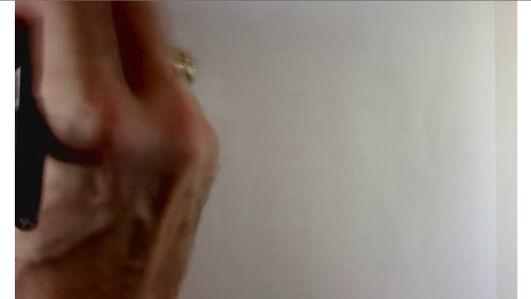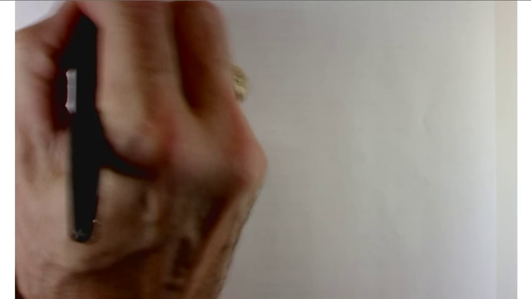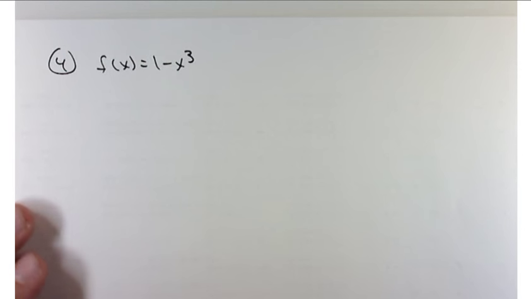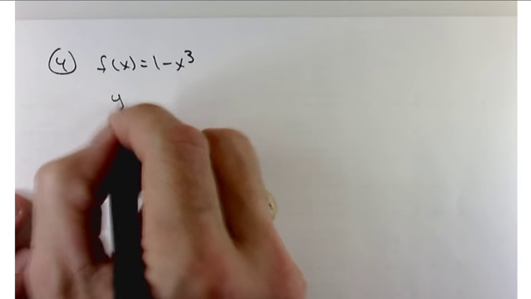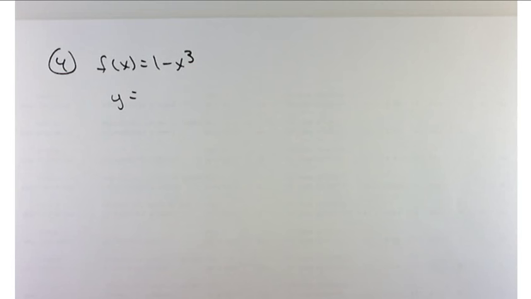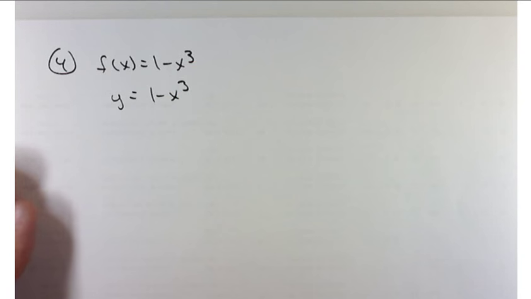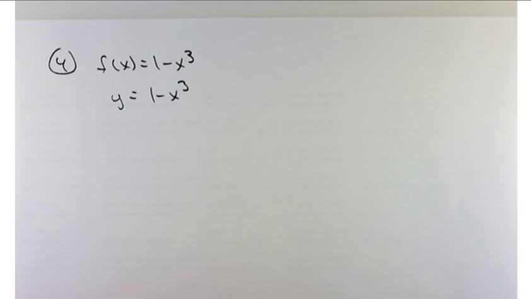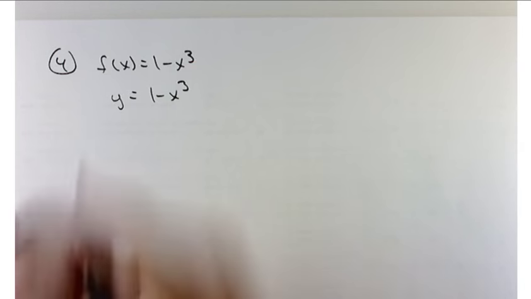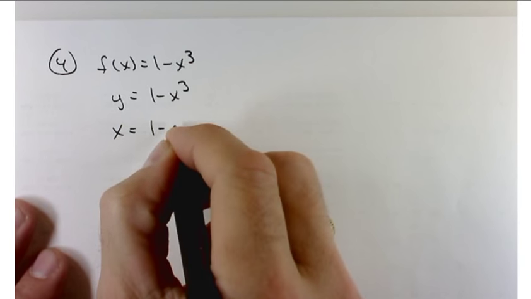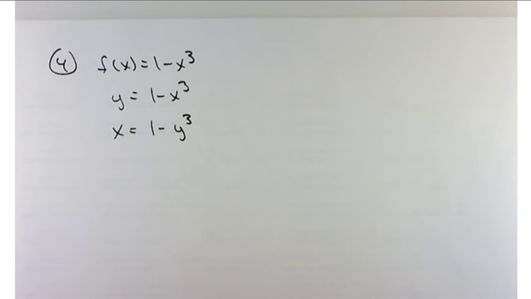Problem number 4 asks us to find the inverse for f of x equals 1 minus x cubed. Well, there's 4 steps. The first one, just simply replace f of x by y. What comes next? Switch x and y. Good. So x equals 1 minus y cubed. Now we need to solve for y.